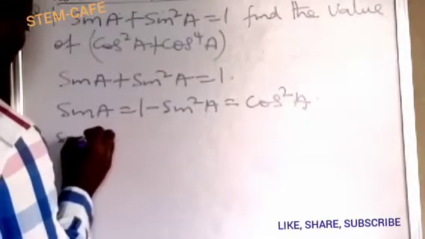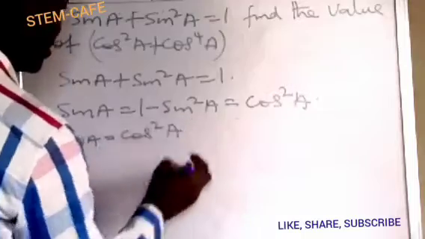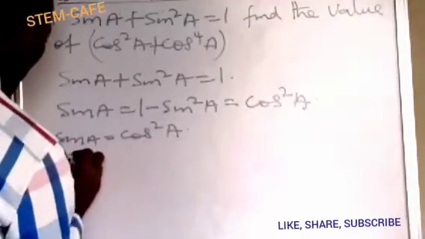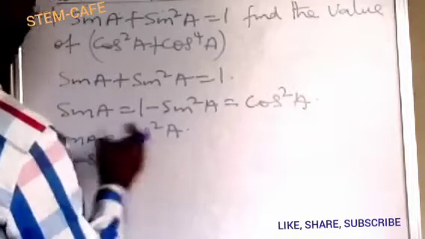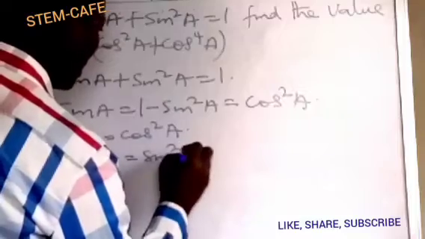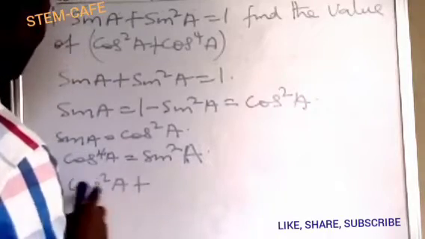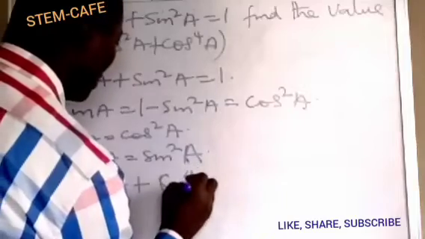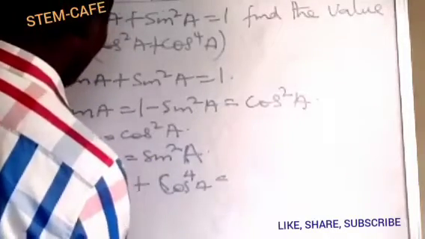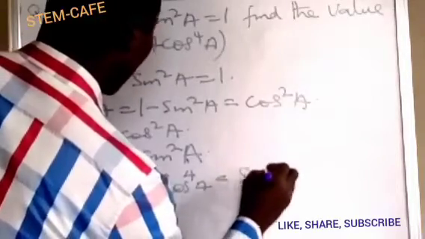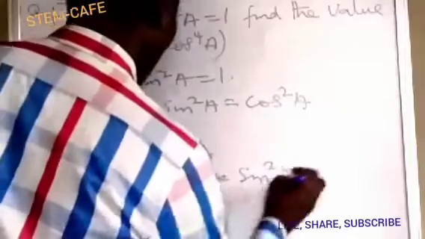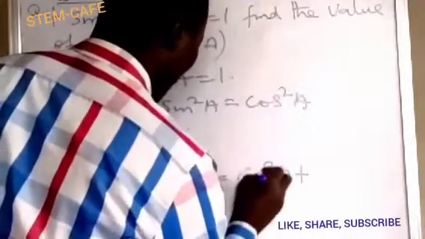So sin A equals cos square A, and cos to the power 4 A is equal to sin square A. So we have it like this: cos square A plus cos to the power 4 A is equal to sin square A plus, let me make it like this, cos square A. Sin square A plus cos square A, from the second equation, equals 1.